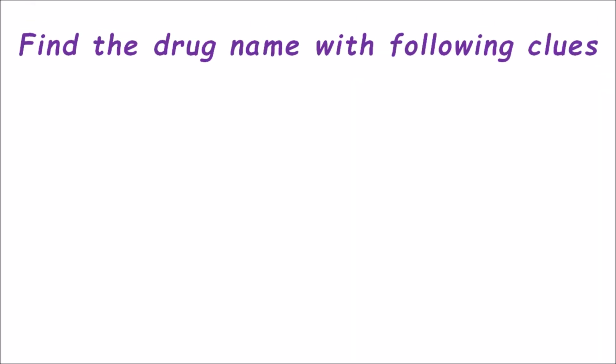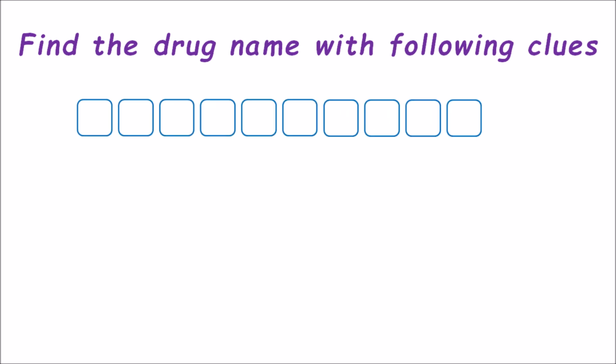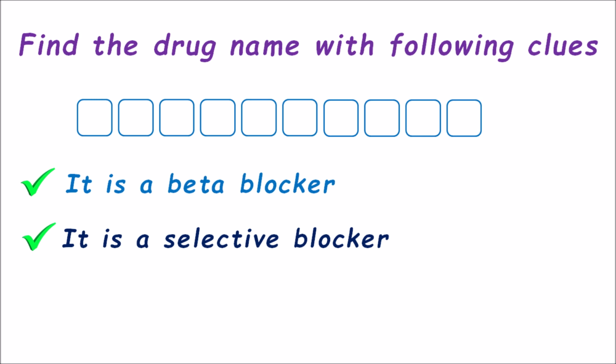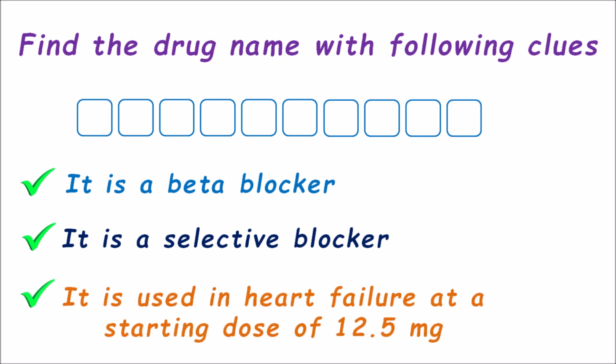So let us start with the first one. Find the drug name with the following clues. Here we have to fill the name of the drug within the following blocks using the following clues. The first clue is it is a beta blocker. Second, it is a selective blocker. Third, it is used in heart failure at a starting dose of 12.5 mg.